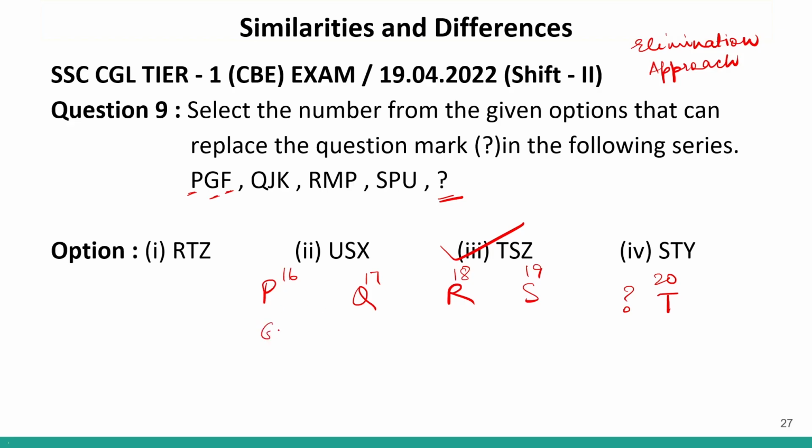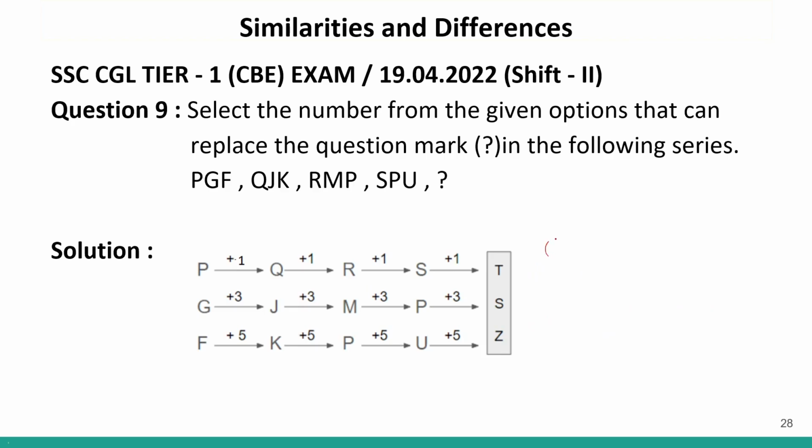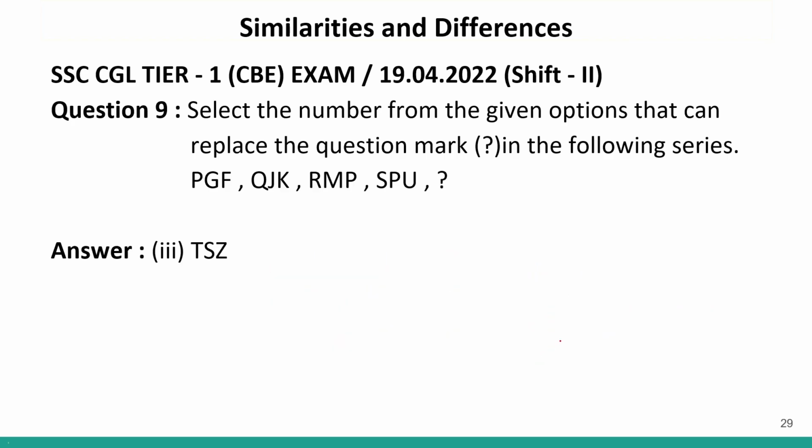Let us check. Now next series will be G, J, M, P, and then we have to find out. So here I can see G is 7, J is 10, so plus 3. M is 13, plus 3, 16, plus 3. So plus 3 will be the 19th rank, and at 19th rank we have S. So T, S, so very clearly, even after checking, we get the third option, which is TSZ. This is your answer. Okay?